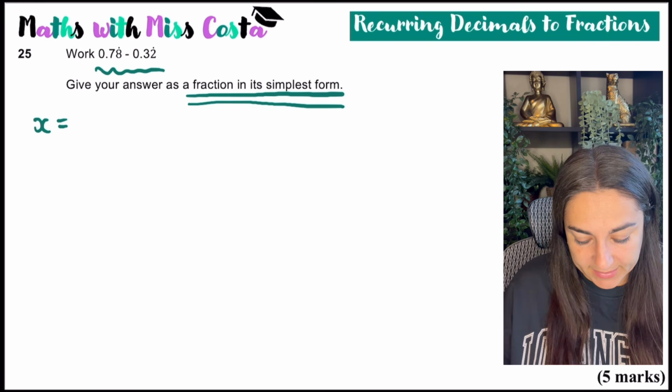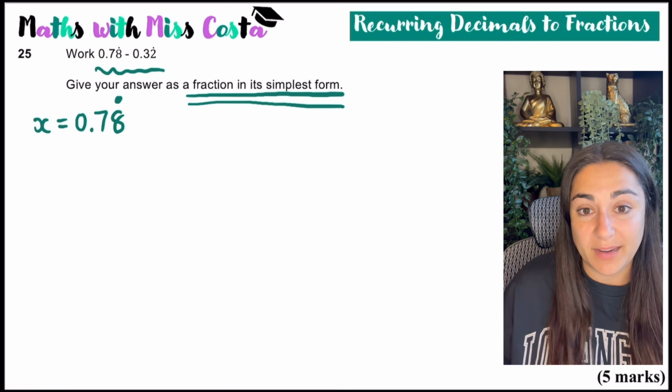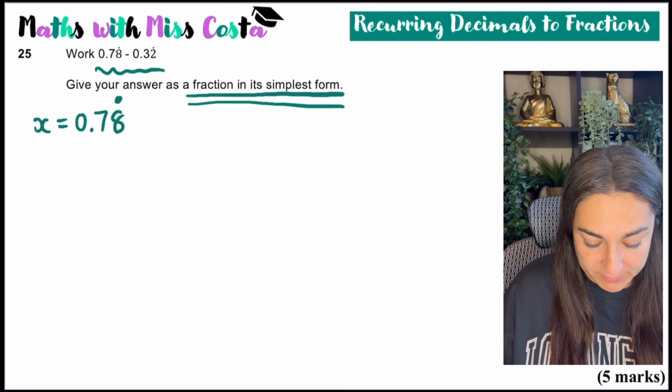So the first one is 0.78 recurring. What I want to do is keep multiplying it by multiples of 10.